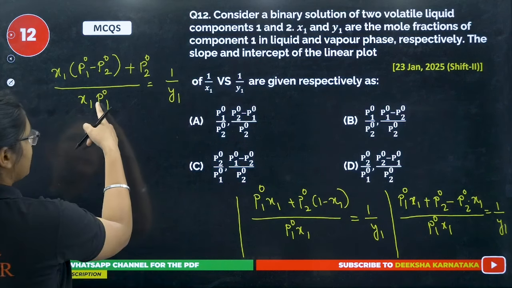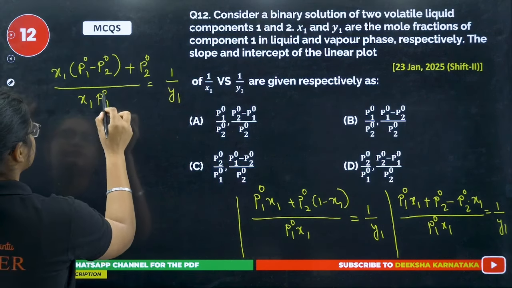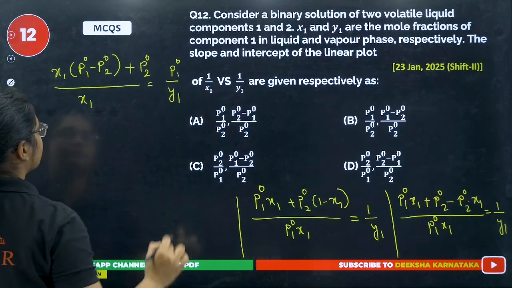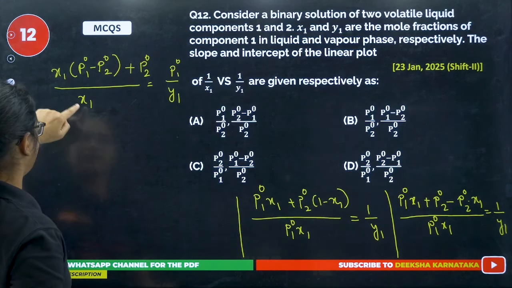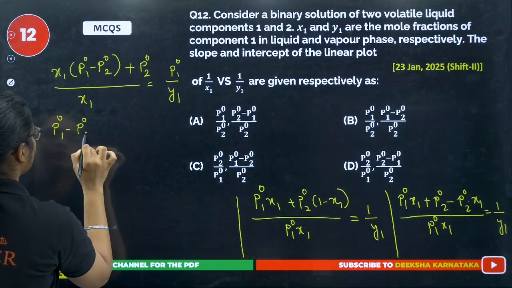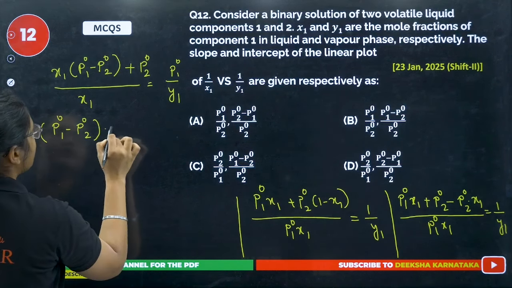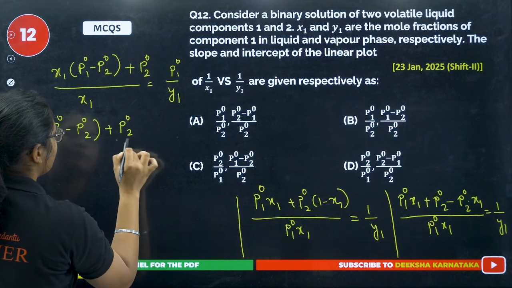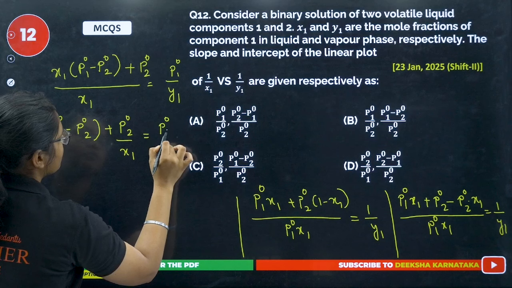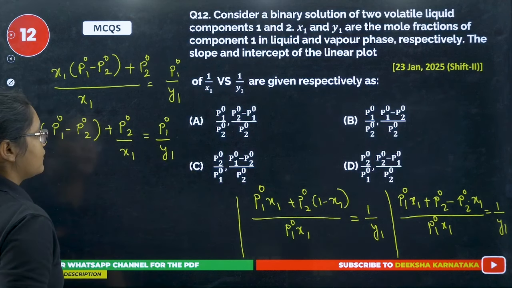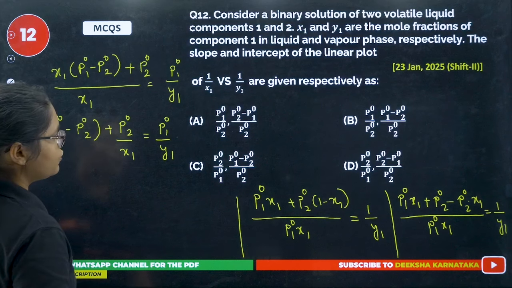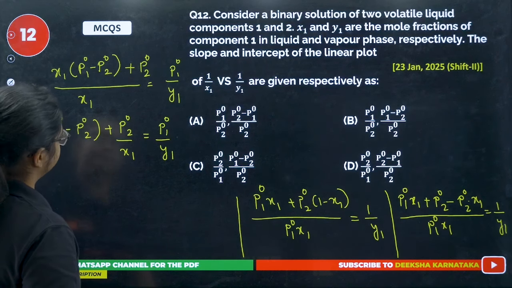What I'll do is I'm multiplying this P01 on this side. So what I will get here is this P01 I have multiplied here. Now if I divide this equation, x1 I get cancel, I'll get P01 minus P02, then plus P02 by x1 is equal to P01 by y1.